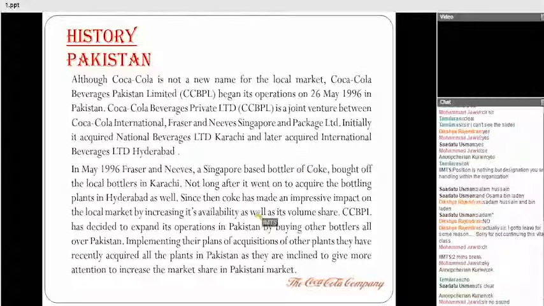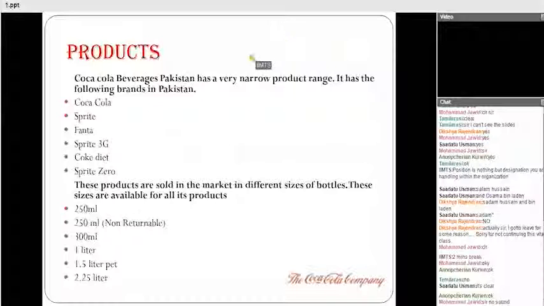Since then, Coke has made an impressive impact on the local market by increasing its availability as well as its volume share. CCBPL has decided to expand its operations in Pakistan by buying other bottlers over Pakistan, implementing their plans of acquisitions. They have recently acquired all the plants in Pakistan, as they are inclined to give more attention to increasing market share in the Pakistan market. So they are trying to acquire more and more of the market in Pakistan, so as to increase the number of customers.